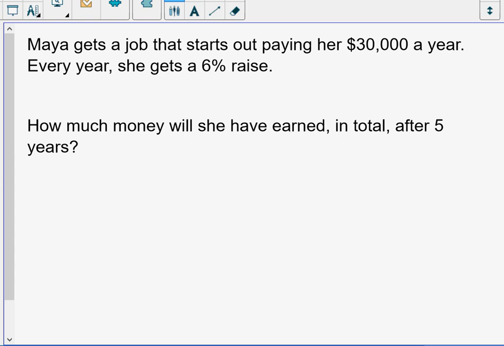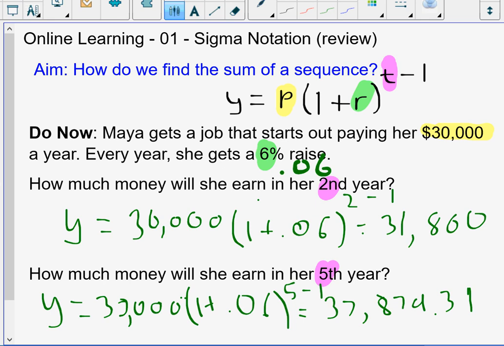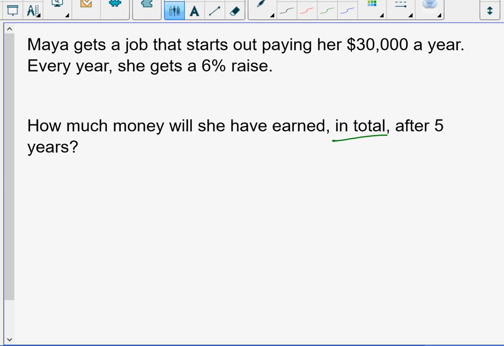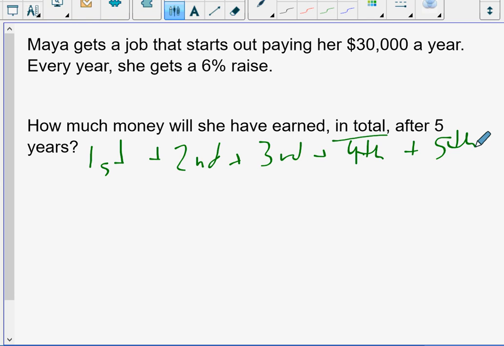And that question, how much money will she have earned in total, is really different from the second part of our do now that said how much money will she earn in her 5th year. Because when we say how much money will she have earned in total after 5 years, we're talking about her first year's salary plus what she earns her 2nd year, plus what she earns her 3rd year, plus what she earns her 4th year, plus what she earns her 5th year. And that's a really different question than the do now, which asked you just what she was going to earn in her 5th year. It's got to have those other 4 years added on.